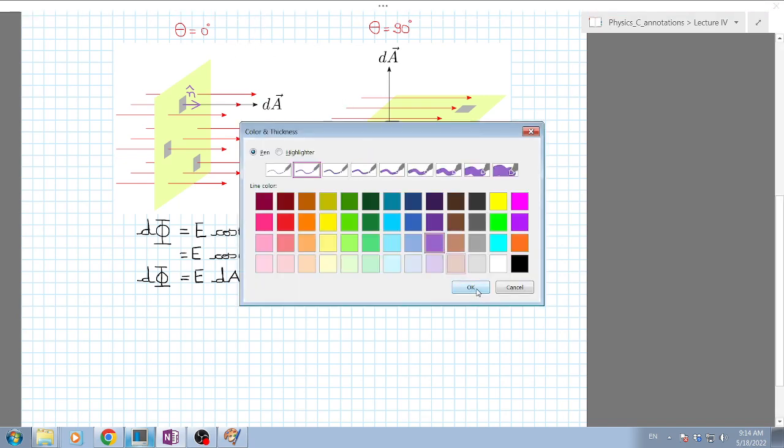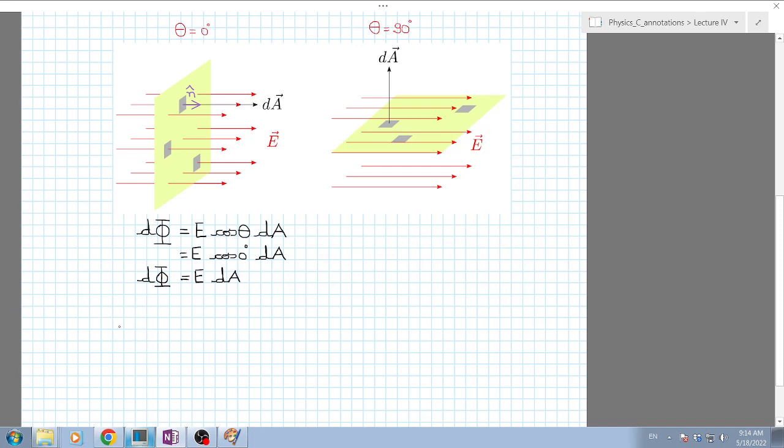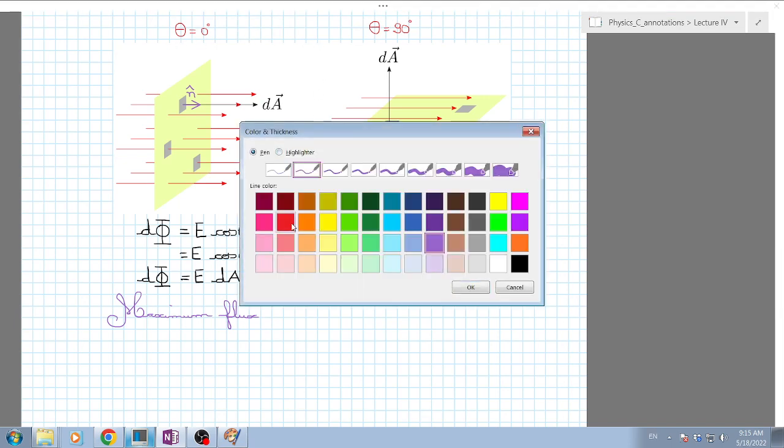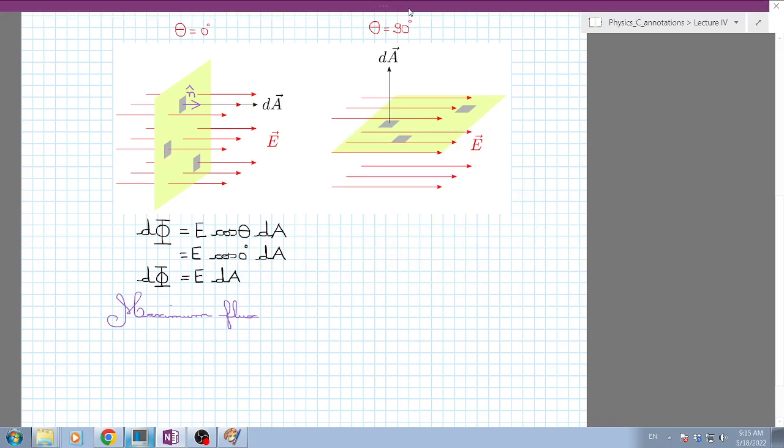So mathematically, we can prove that if you have the field in this direction, and the surface with the normal parallel to the field, this is the maximum flux. My god, my drawings are terrible. Okay, this is one.